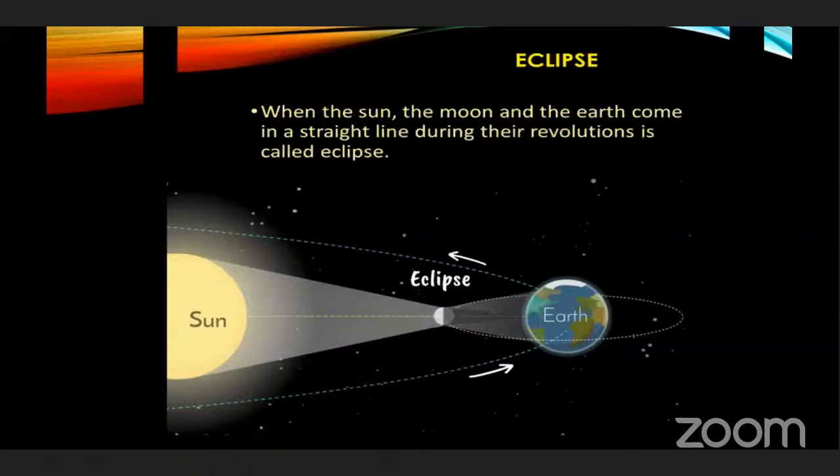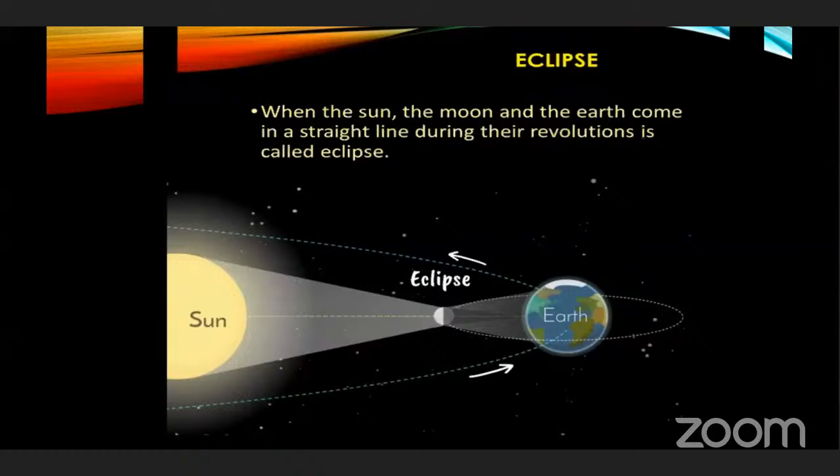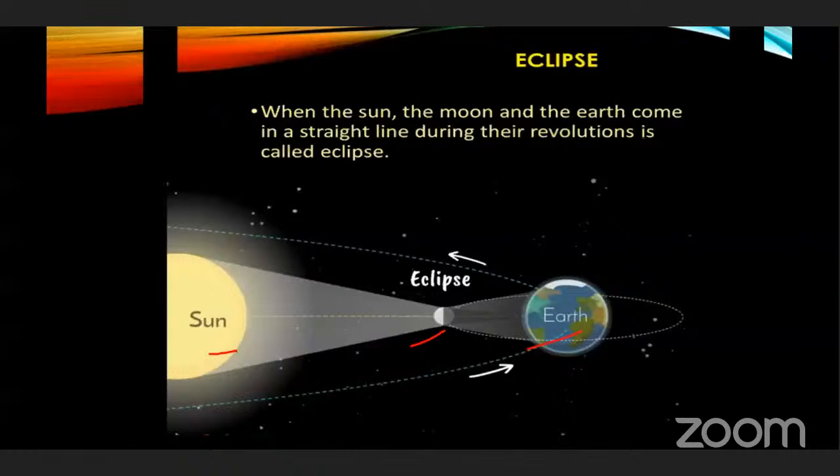See students, everyone knows that the moon revolves around the earth and the earth along with the moon revolves around the sun. But their orbits of revolution are different. And when the sun, the moon, and the earth come in a straight line during their revolution, it is called an eclipse. When sun, moon, and earth come in a straight line, that time eclipses occur.